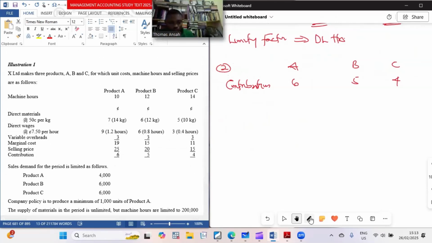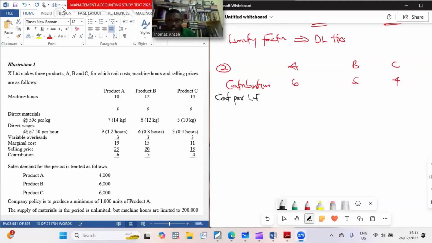So contribution per limiting factor. And the limiting factor, like I've said, is just the labor hour. So if the limiting factor is labor hour, then it means that the contribution that we have, we are going to therefore go through with it and now divide it by the limiting factor. All right. So what is the limiting factor for those ones?